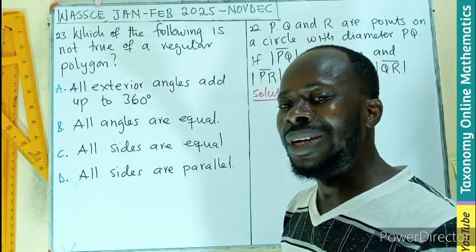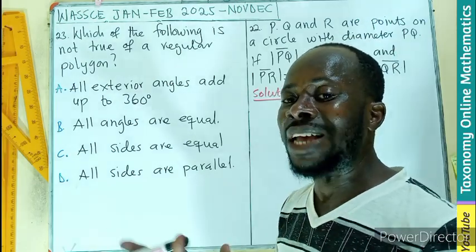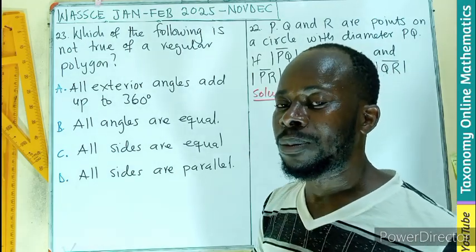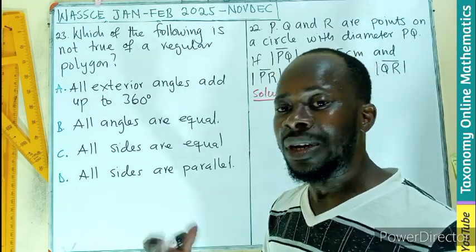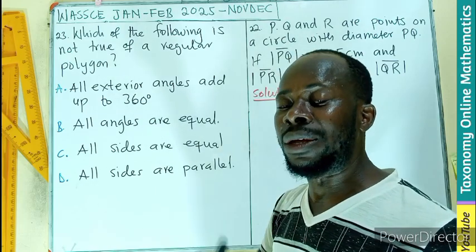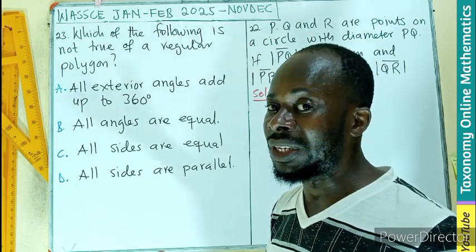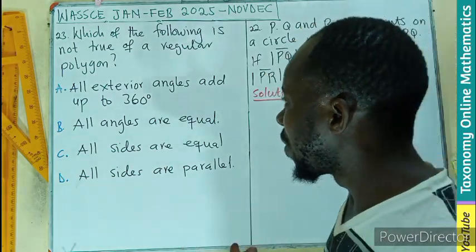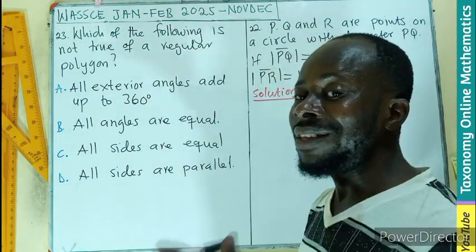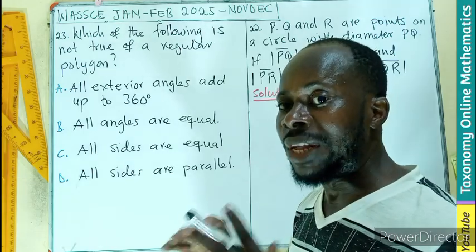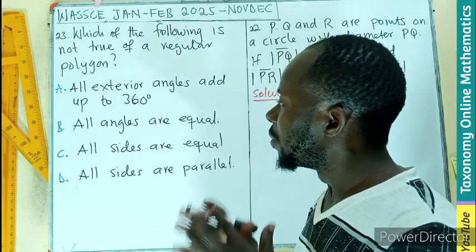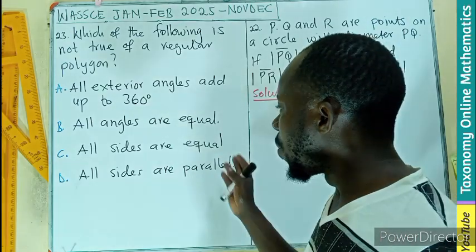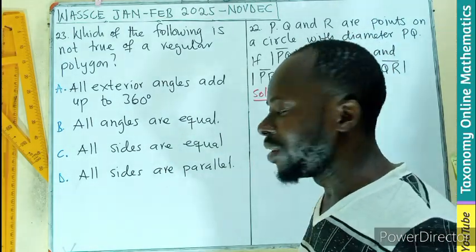A regular polygon is a polygon that has all the sides equal, and each interior angle also equal. As the interior angles are equal, the exterior angles individually will also be equal. So that is the definition. If we check the first one, all exterior angles add up to 360. If you add all of them, you get 360, so it is true. Then all angles are equal, which is part of the definition. All sides are equal, part of the definition.